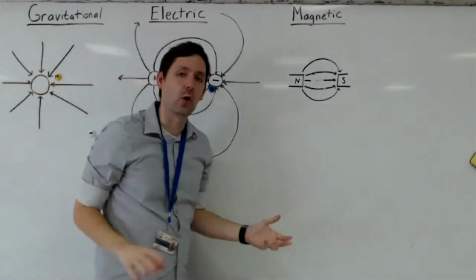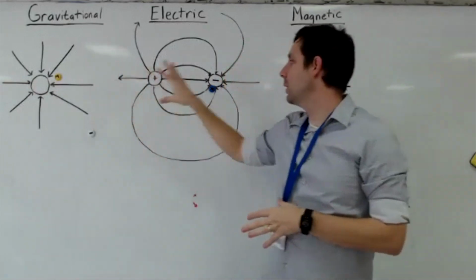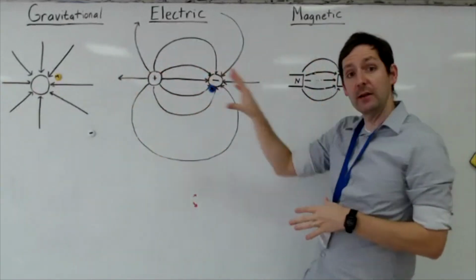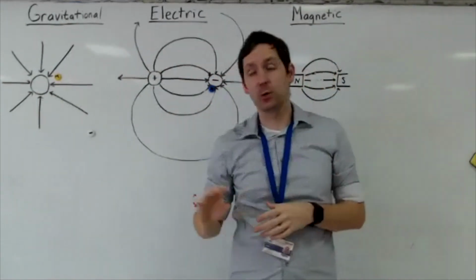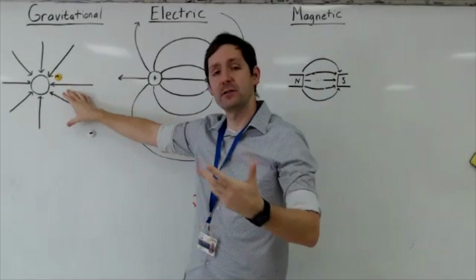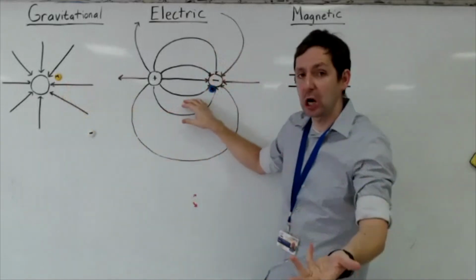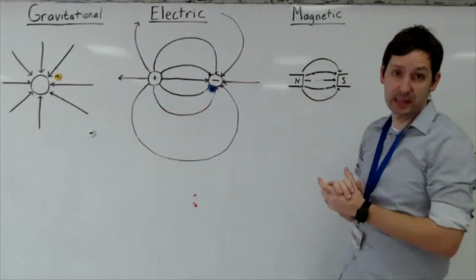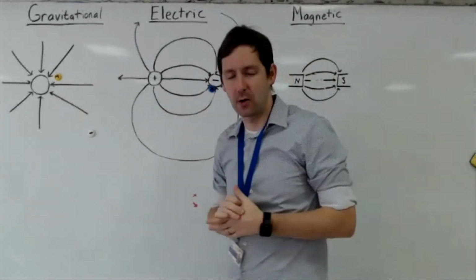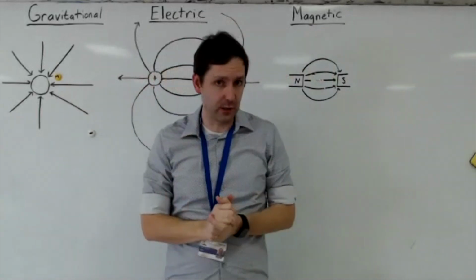All right. So hopefully that kind of makes sense a little bit. Hopefully you're being able to view how fields work. And they're very, very similar for all of these. Just recognizing what is the important thing for gravitational fields, mass, what's important for electric fields, charge, and what's important for magnetic fields, whether it's a north or south pole that we're working with. All right. So now you've got a basic introduction to field theory.